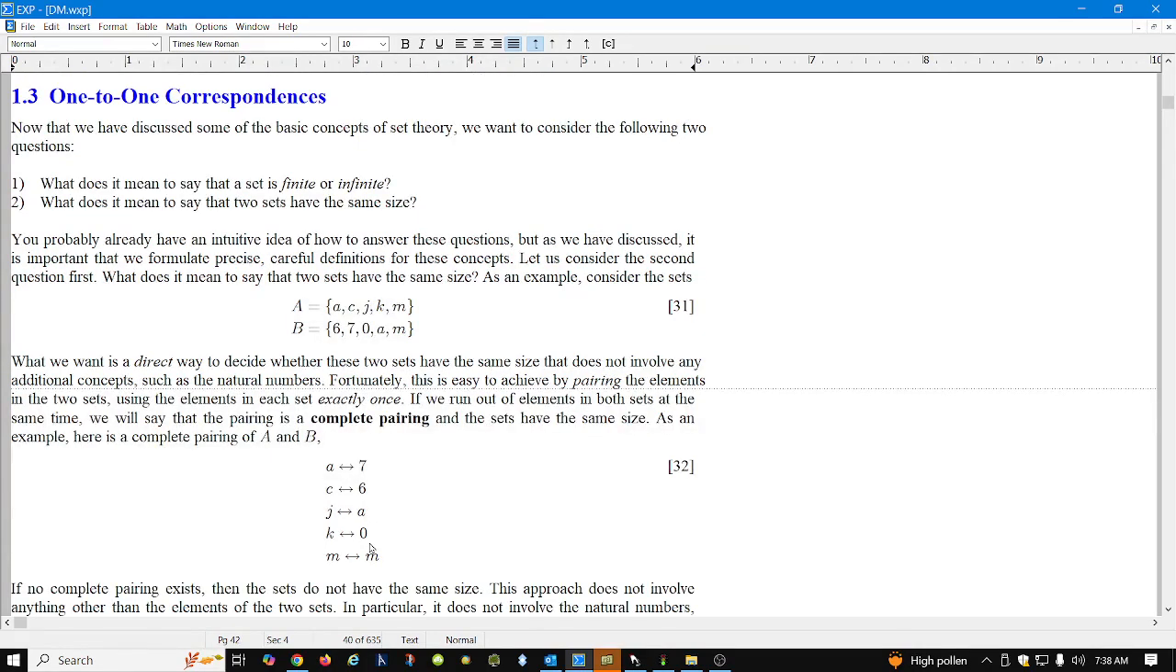Here is an example of a complete pairing. A is paired with 7, C with 6, J with A, and so on. M happens to be paired with itself. You can scramble the elements on one side, like the B side, and still have a complete pairing as long as you don't duplicate any elements or remove any elements.